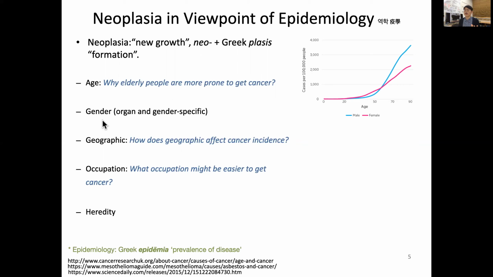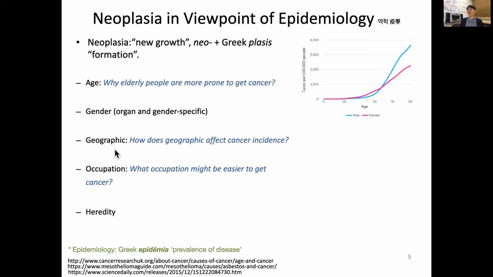The second one is gender. Gender difference matters. For male versus female, breast cancer is probably more prevalent in females, as you can see. And ovarian cancer only happens to females. Likewise, prostate cancer only happens in males.